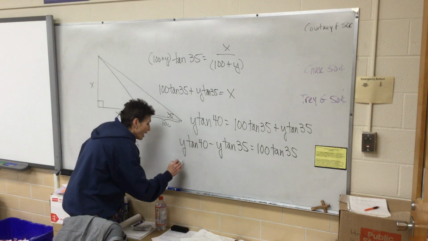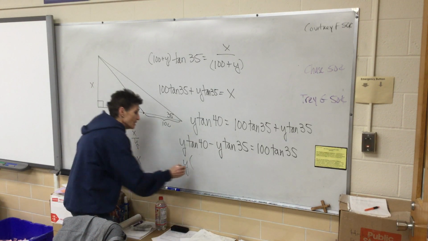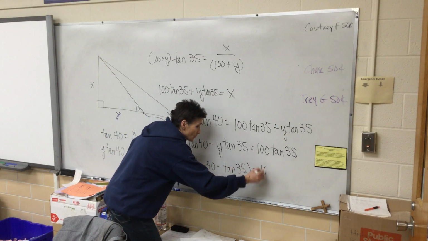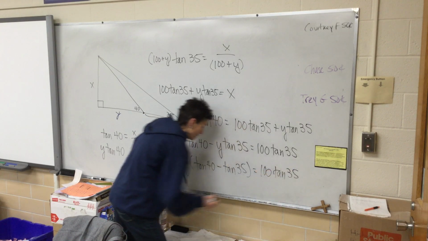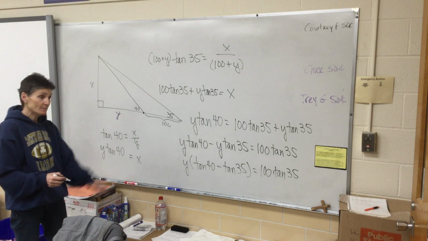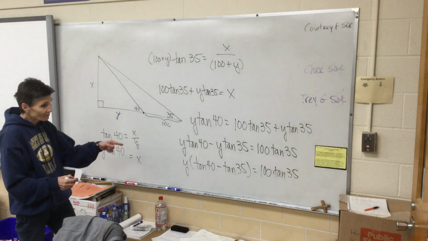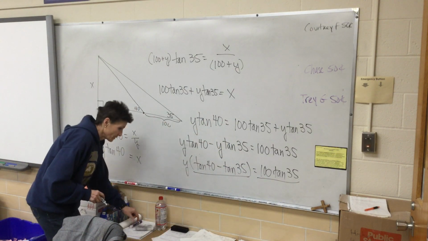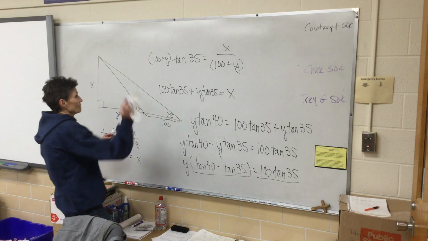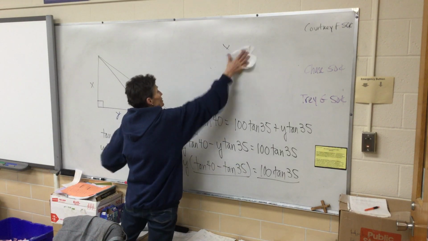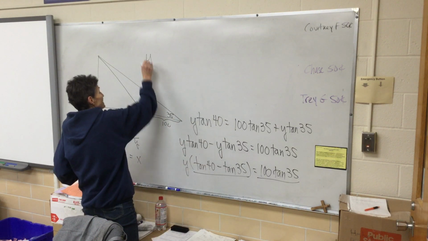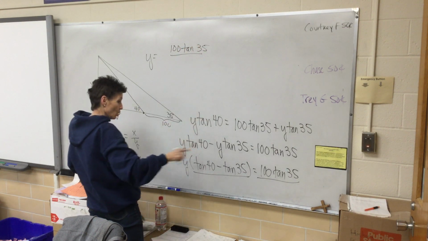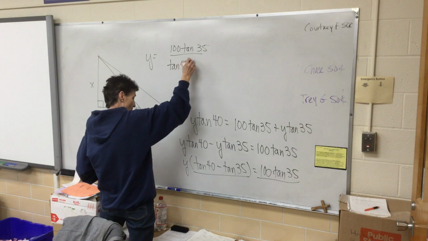Now let's pull out the y's. So factor out the y's. So y times tan 40 minus tan 35 equals 100 tan 35. Now remember, we're solving for y in this equation anyway. So I'm going to divide by this parentheses. So I'm going to have y equal to 100 tan 35 over tan 40 minus tan 35.